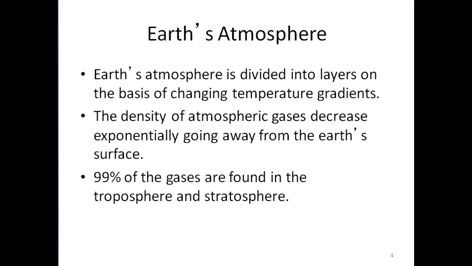The Earth's atmosphere is divided into layers on the basis of changing temperature gradients. The density of atmospheric gases decreases exponentially going away from the Earth's surface. About 99% of the gases are found in the troposphere and stratosphere.